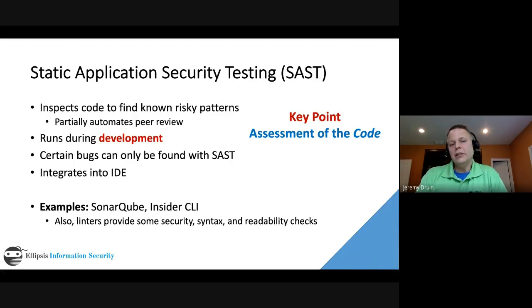This is the earliest type of testing because it can start as soon as we hit the keyboard. It can integrate directly into the development environment. So if we're using Visual Studio or Eclipse or some other tool to write code, plugins from the SaaS products can sit there inside of our integrated development environment and watch us write the code, and we get that real-time feedback that something is wrong.